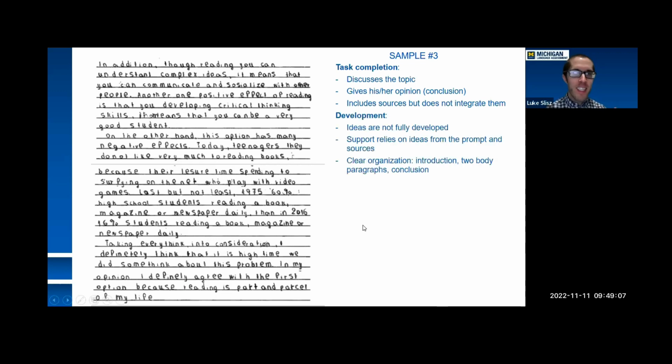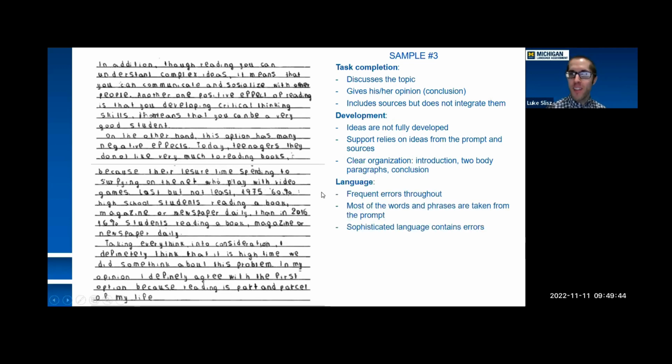Along those same lines, the ideas are just not really fully developed. In the paragraph here about the negative effects, they say that teenagers don't like reading books, they like to spend time on the net. And then they mention that there are more people reading books in 1975 versus today, but they don't explain the importance of that. So there are fewer people reading today. They could have explicitly tied that into the government's idea of sending books to students to increase the amount that they read, but they don't make that connection clear. So they're basically just taking ideas from the prompts and the sources without really explaining the importance of them and tying them into their argument.